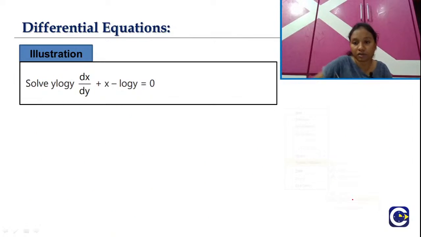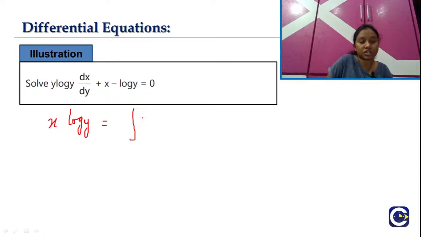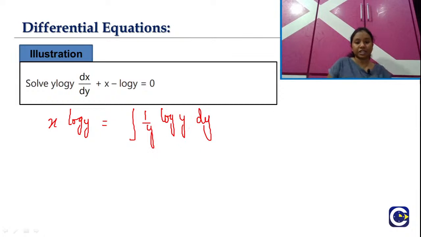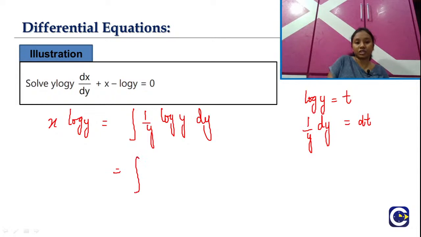So far you guys have understood the solution, that is x log y is equal to integration of 1 by y log y dy. So now in order to do this integration on the right hand side, I am going to take log y is equal to t. So now the differentiation of log y will be 1 by y dy, and on the other side dt. So now let's substitute the thing here. In place of 1 by y dy we can substitute dt, and in place of log y we can substitute t. That means it is integration of t dt.